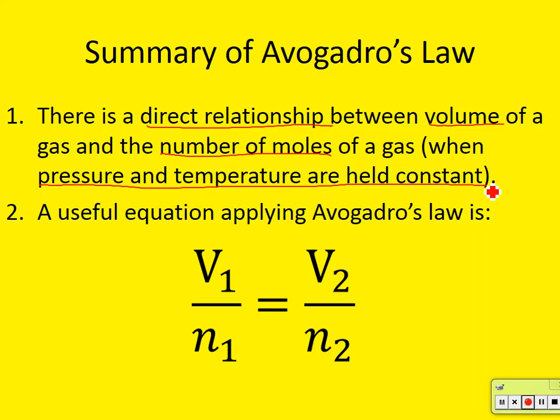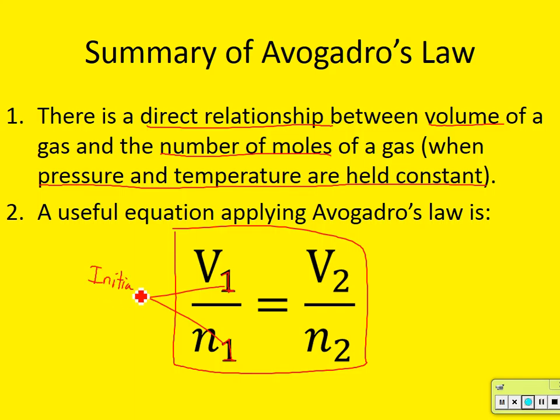Okay, a useful equation for Avogadro's law is this one here. This is the one we're going to use most of the time. V1 over N1 is equal to V2 over N2. I know we've gone over this a lot, guys, but what is this? What are these ones telling us here?